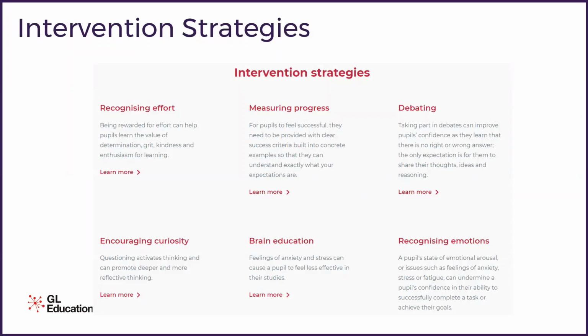Following on from here are the intervention strategies, each with a link in its title to various activities you may wish to carry out with students. For example, the intervention measuring progress provides activities such as how to clearly communicate the success criteria and how to use advanced organizers. Each activity provides a short explanation on how to incorporate them into your lessons.